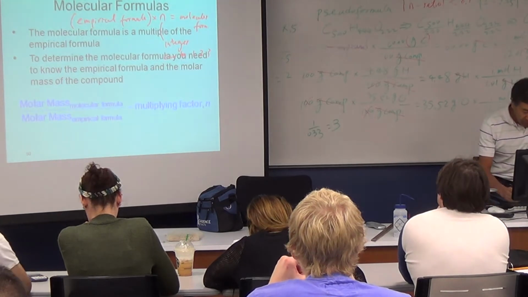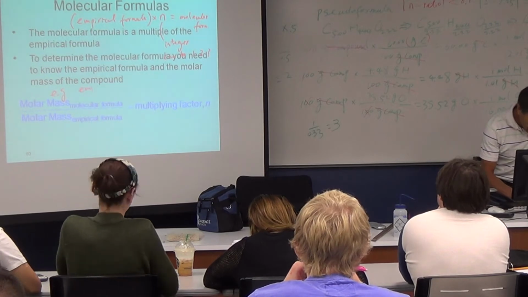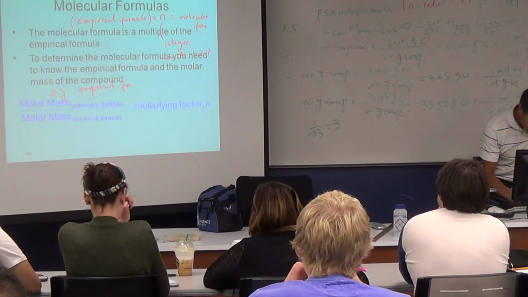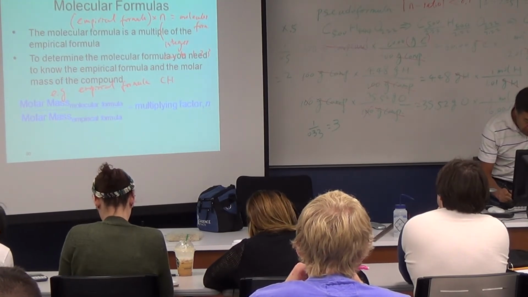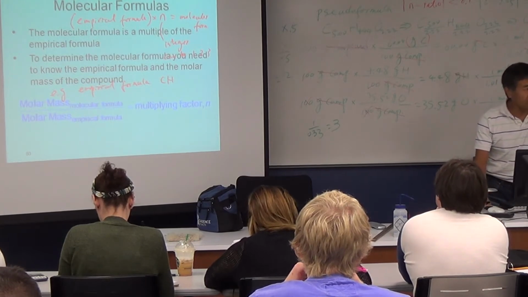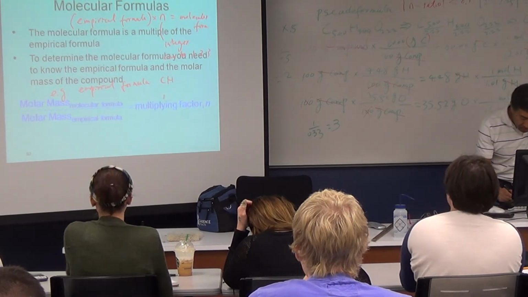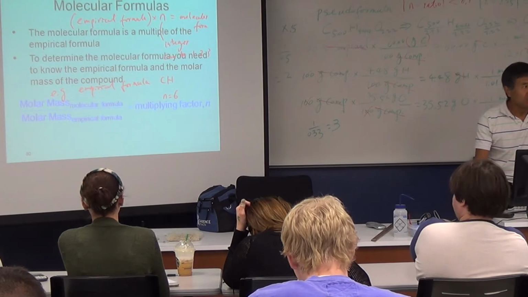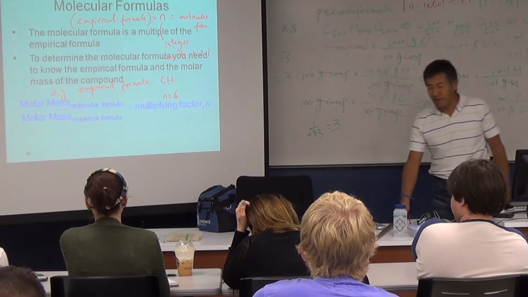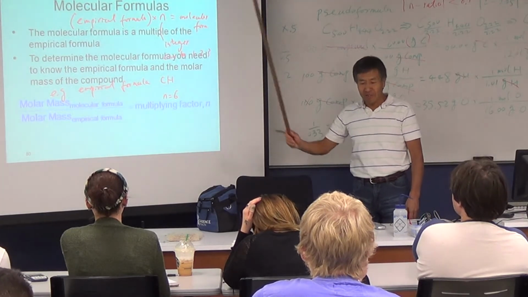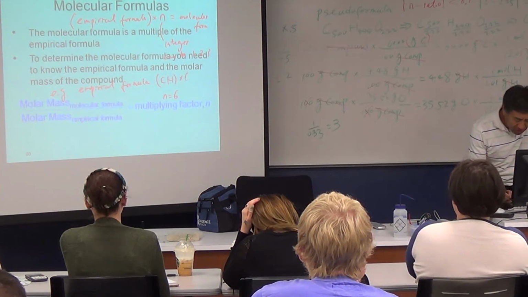Right? So if I find out, for example, my empirical formula is CH, like that. Okay? Now, if I find out this n equals 6, right? So now, what do I mean by multiply by the line on the top? Multiply the empirical formula by n like this. You will take this CH and multiply by 6.